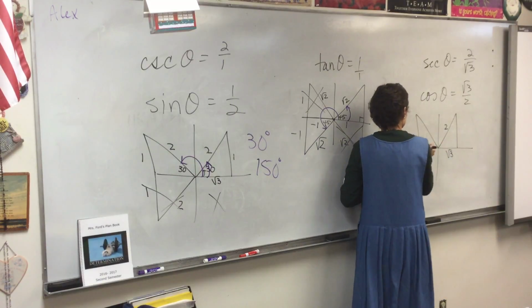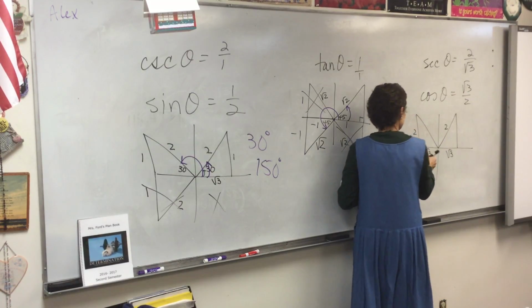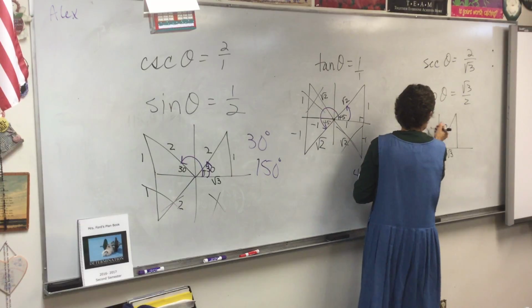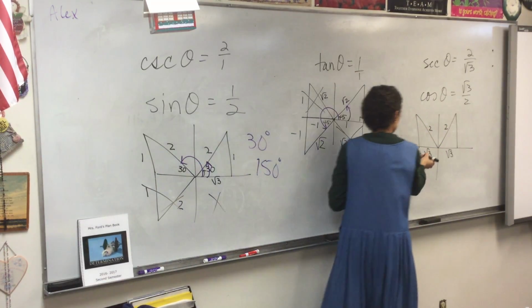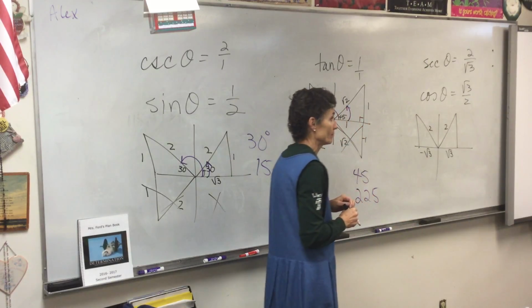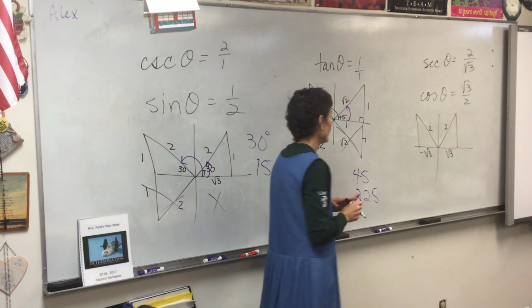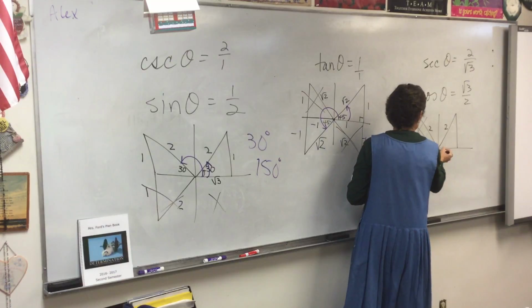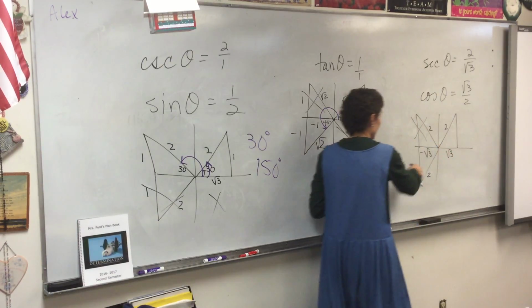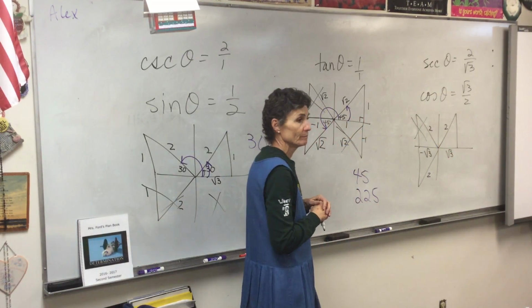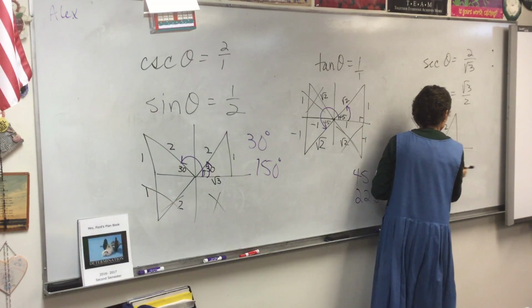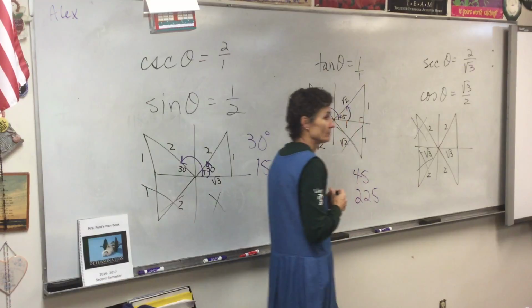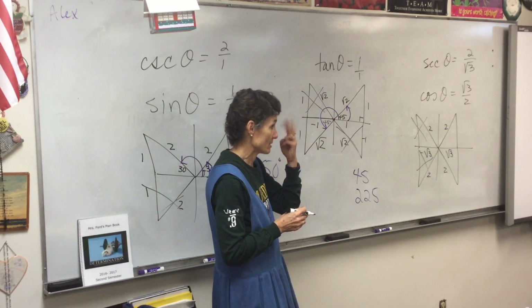How about this one? Would this be positive root 3 over 2? No. This would have to be negative, wouldn't it? Not going to work. How about here? Is that one going to be positive root 3 over 2? Nope. Not going to work. How about this one? I hope so, because I have to have two answers, right?